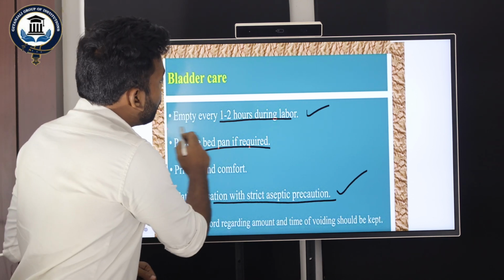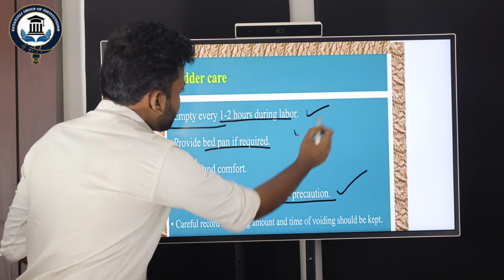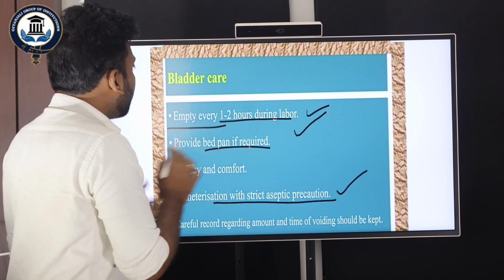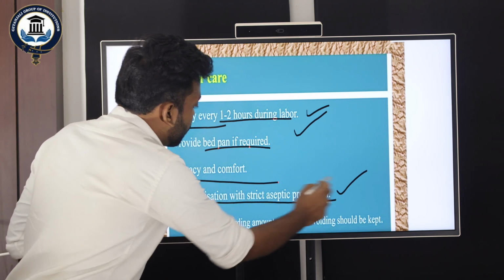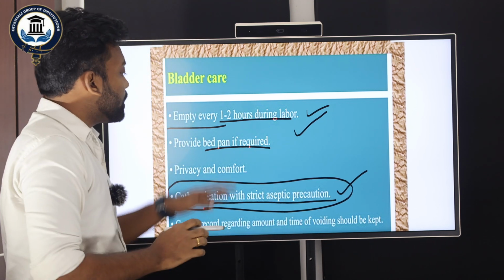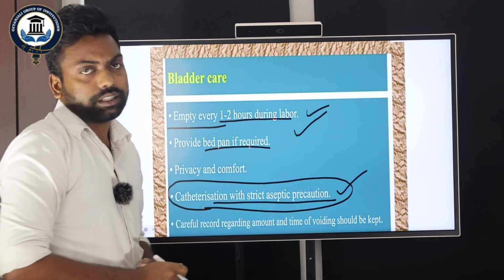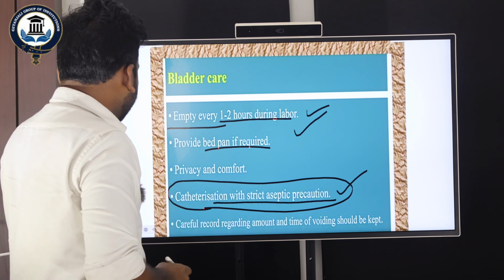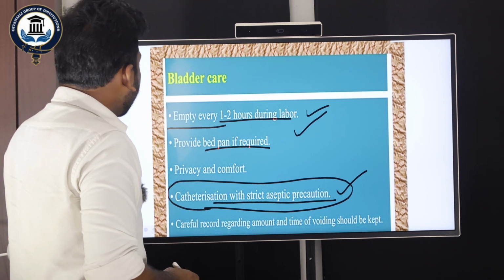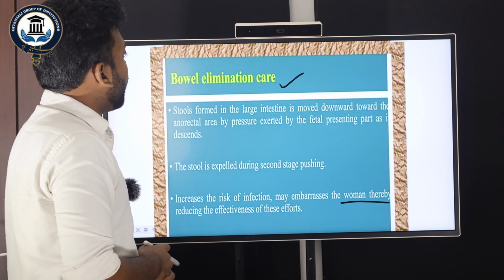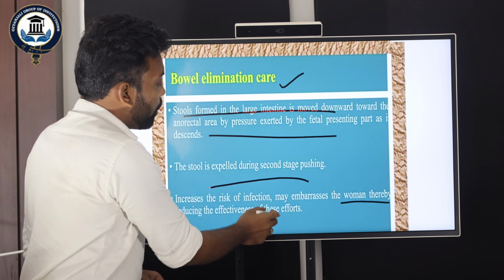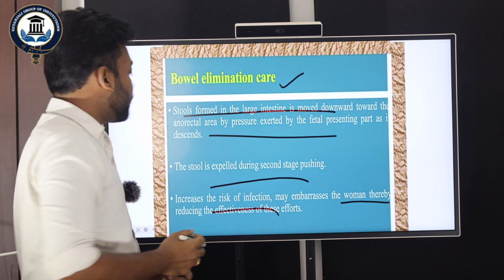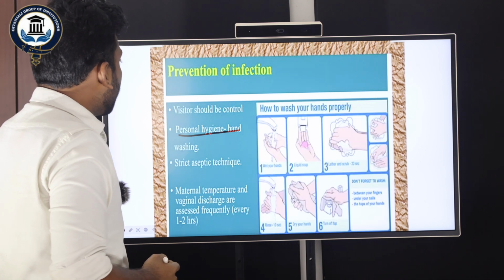So emptying of the bladder every 1 to 2 hours, that is the bladder care we must encourage. And next thing, catheterization will be done by a strictly aseptic method. So that is a sterile technique we must follow. And the next one is bowel elimination. Bowel elimination will be done before the onset of labor. That is called bowel elimination.